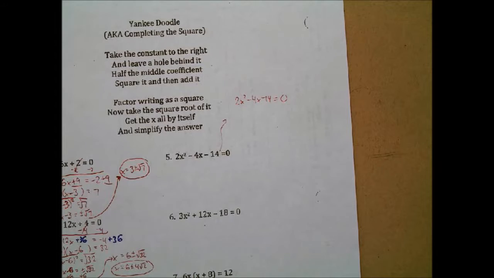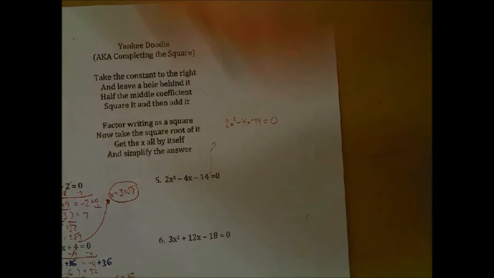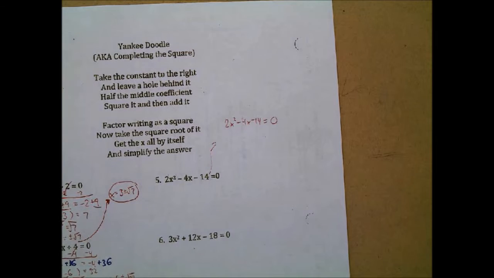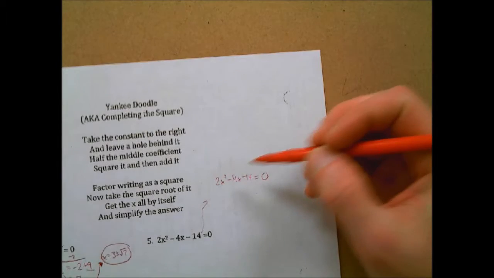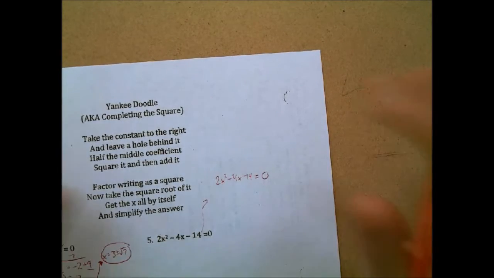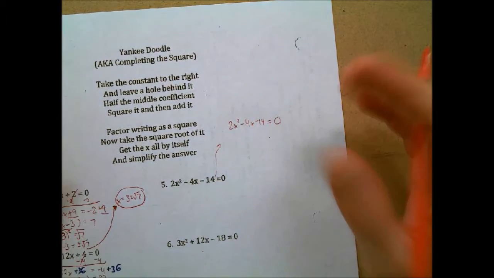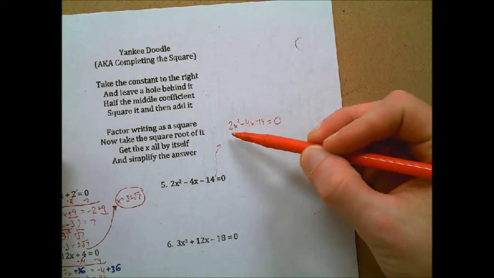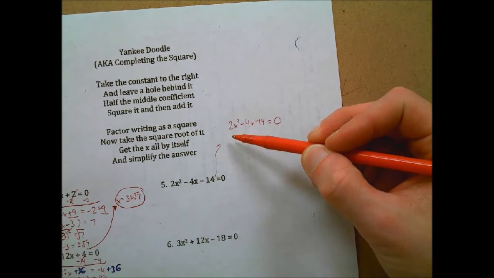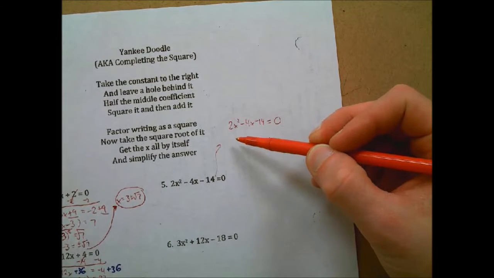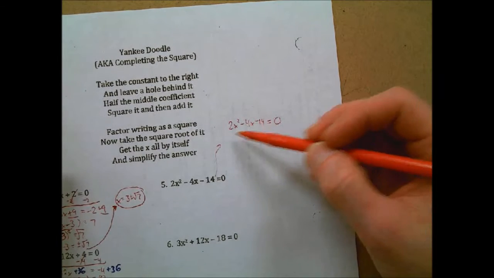So, Grace, we're working on the Yankee Doodle paper, if you have that from yesterday still. Okay, our first step here is we're going to take care of this 2. What can we do to get rid of this 2? What kind of algebra could we do here to get rid of the 2 in front of the x squared?